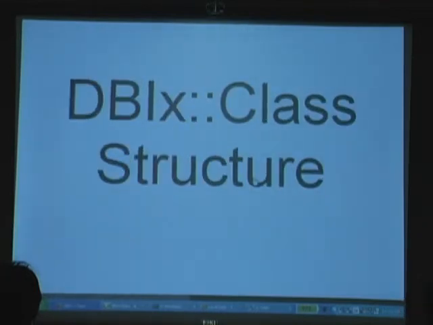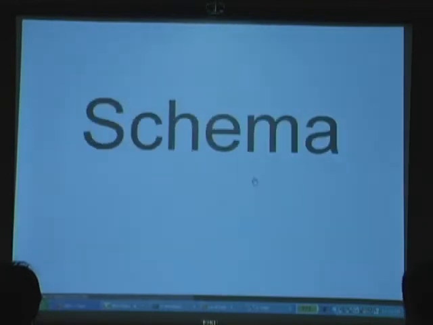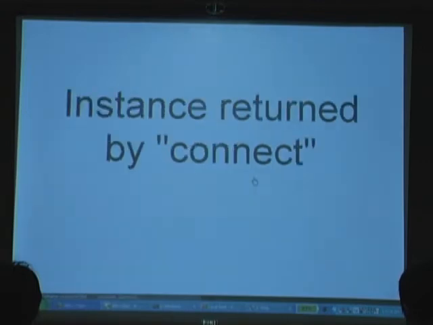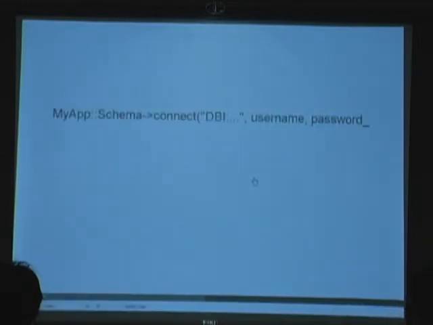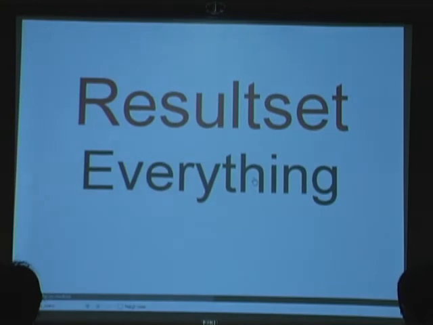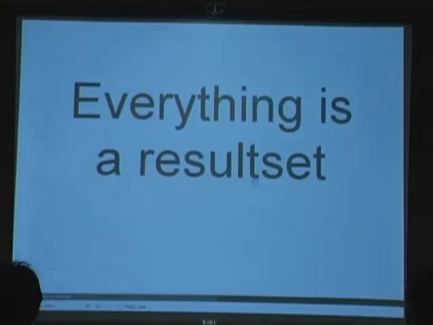Okay, so let's look at some of the things you can do with DBIx class. So the schema is the set of tables and views that we've been creating. And we get an instance of our schema by connecting. So instead of my schema new, we say my schema connect to get an instance. Looks like this. Okay, once we have our schema, we want to get result sets. In DBIx class, everything is a result set.